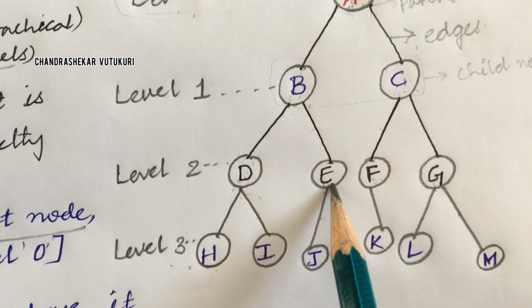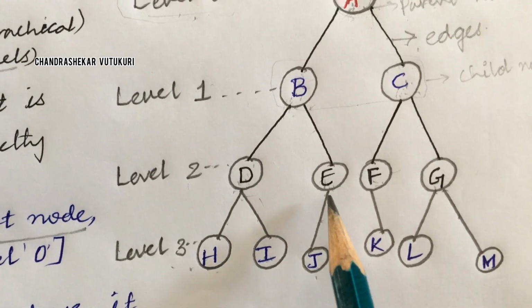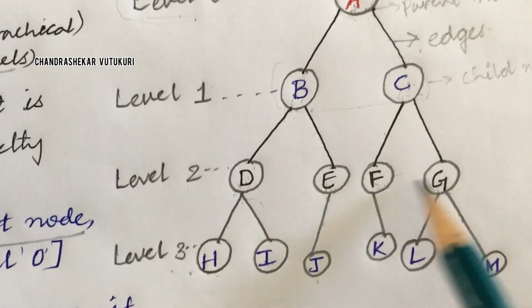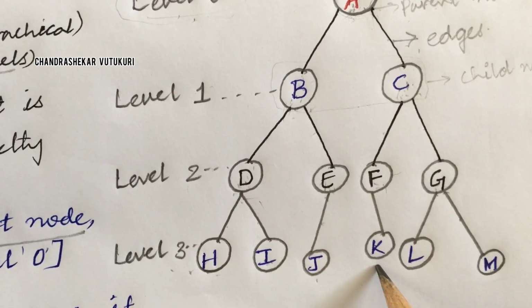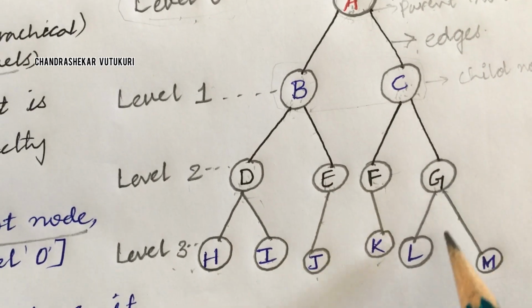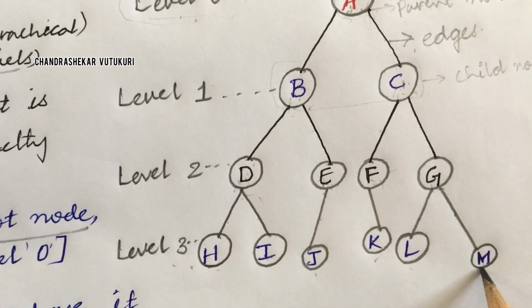And E is having 1 child, so even E is also a parent node, and F is also a parent node, it has only 1 child, and G is also called a parent node because it has 2 children.